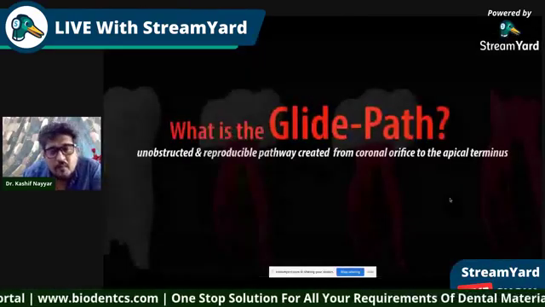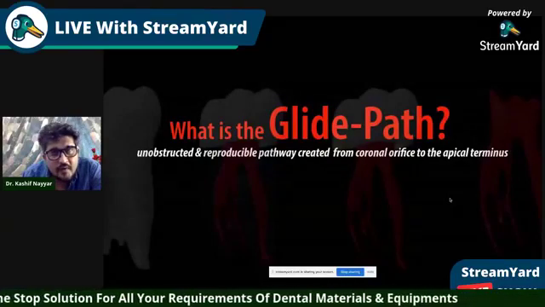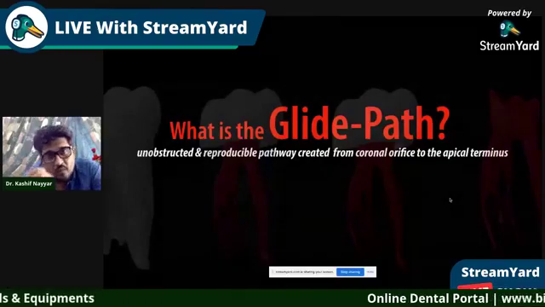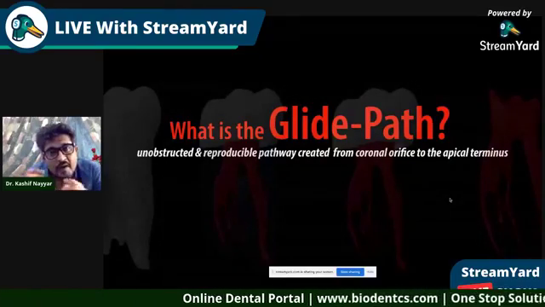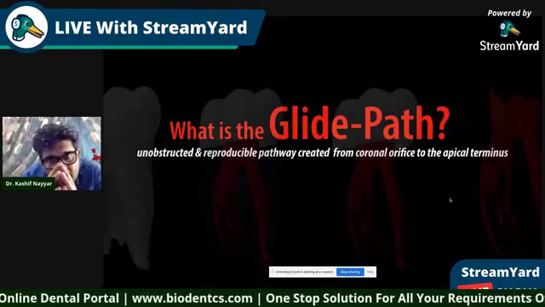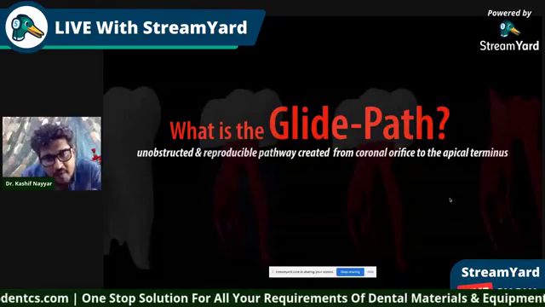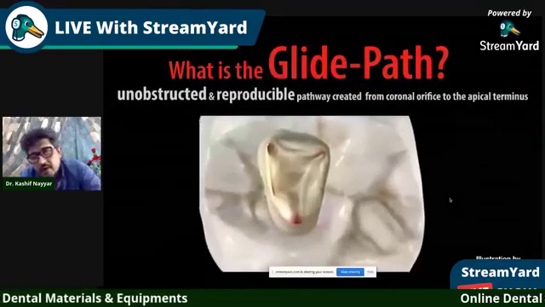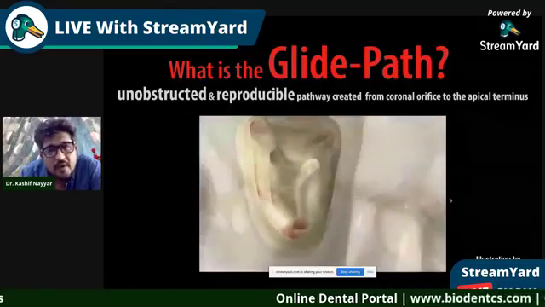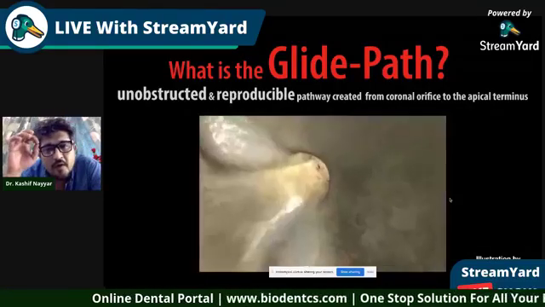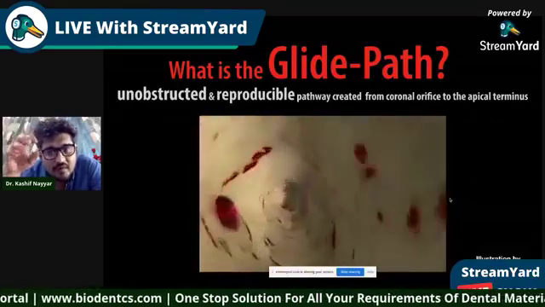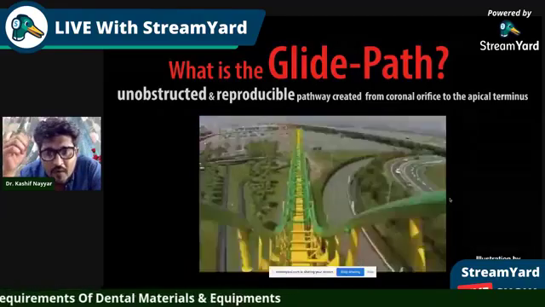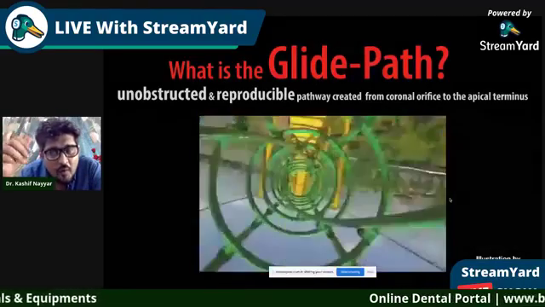Oftentimes, because we don't know what the ideal finished part is and what the anatomy is, we have to produce a smooth glide path which is unobstructed, and it must be reproducible. And what does it mean? Let me explain. This illustration is also by Dr. Clifford, and it beautifully explains that once you have entered inside the canal orifice, it's just like you are on a roller coaster, or skating on an ice slide, or on a water slide.